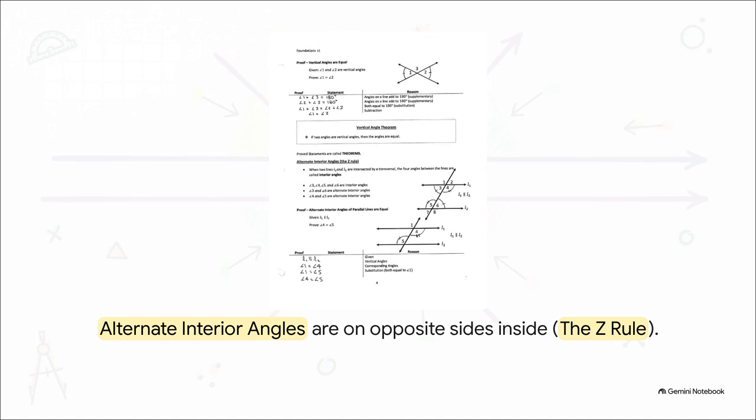Let's move to our next set of twins and see how this builds, the alternate interior angle theorem, widely known as the Z rule.